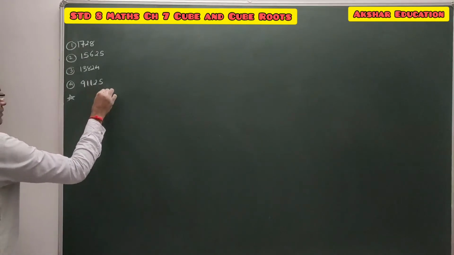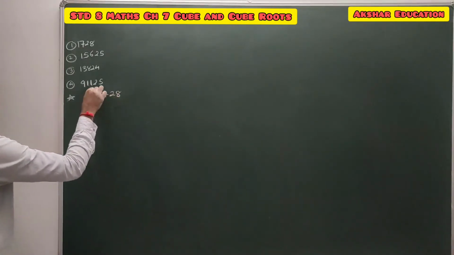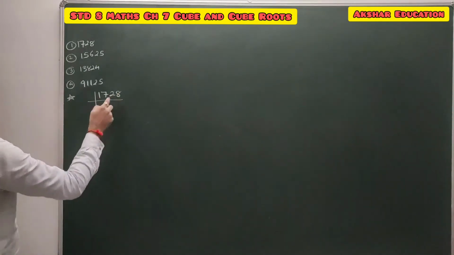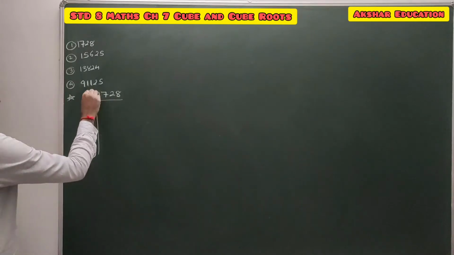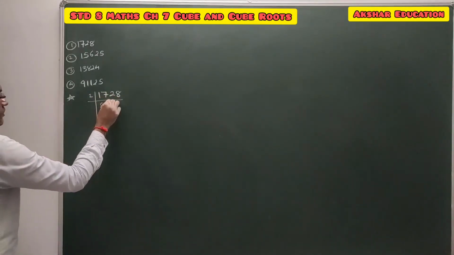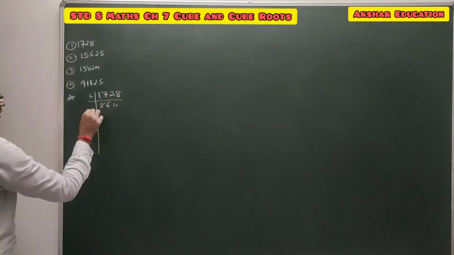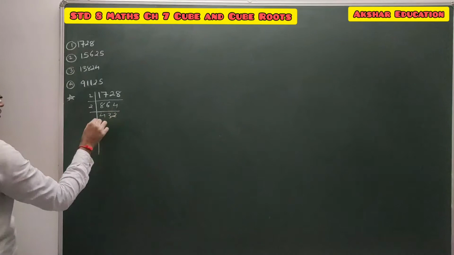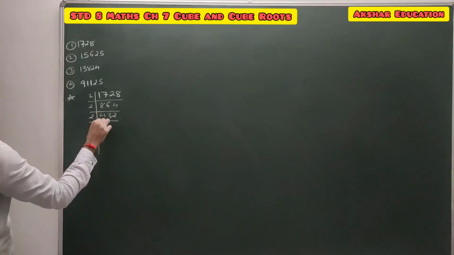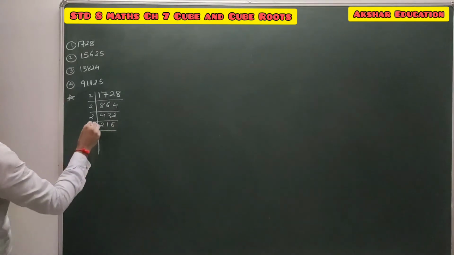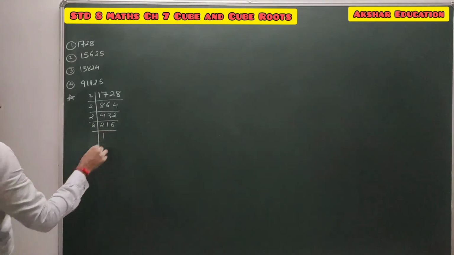So the given number is 1728. You have to find the cube root of this given number by prime factorization. The given number is even, so it can be divided by 2. 2 8s are 16, 2 6s are 12, 2 4s are 8. Now 2 4s are 8, 2 3s are 6, 2 2s are 4, 2 1s are 2.